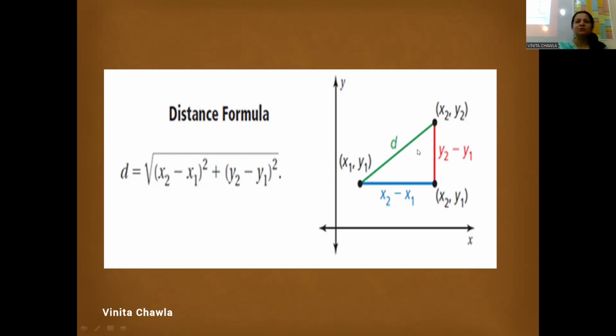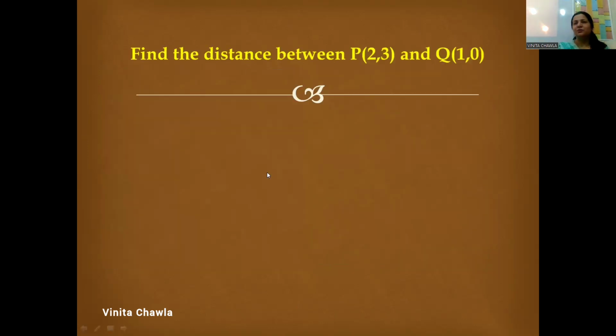we can easily find distance using Pythagorean theorem. It is square root of (x2 minus x1) square plus (y2 minus y1) square. On the basis of distance formula, we can find the distance between these 2 points. P is (2, 3) and Q is (1, 0). Please find the distance now.